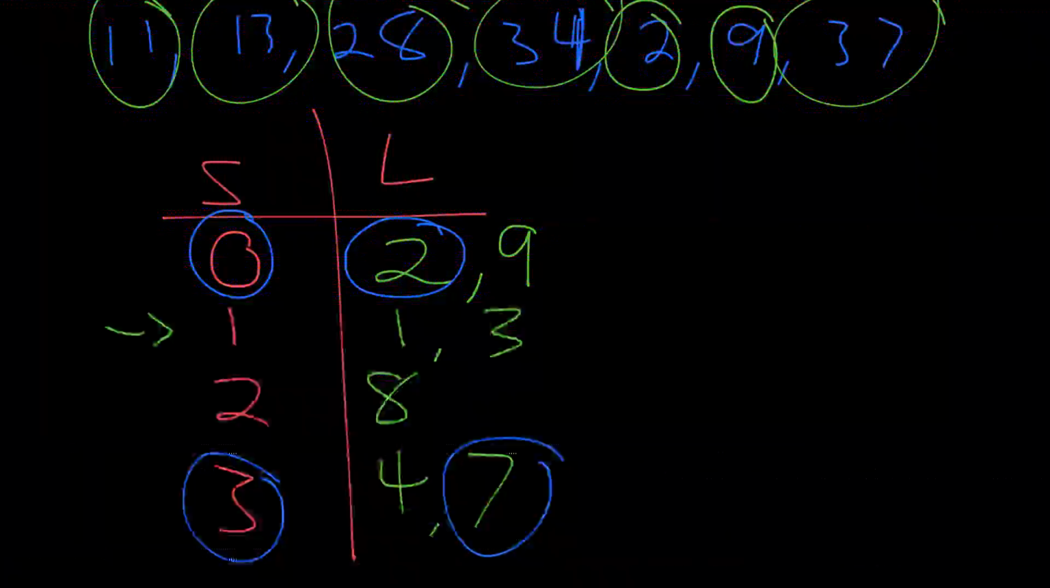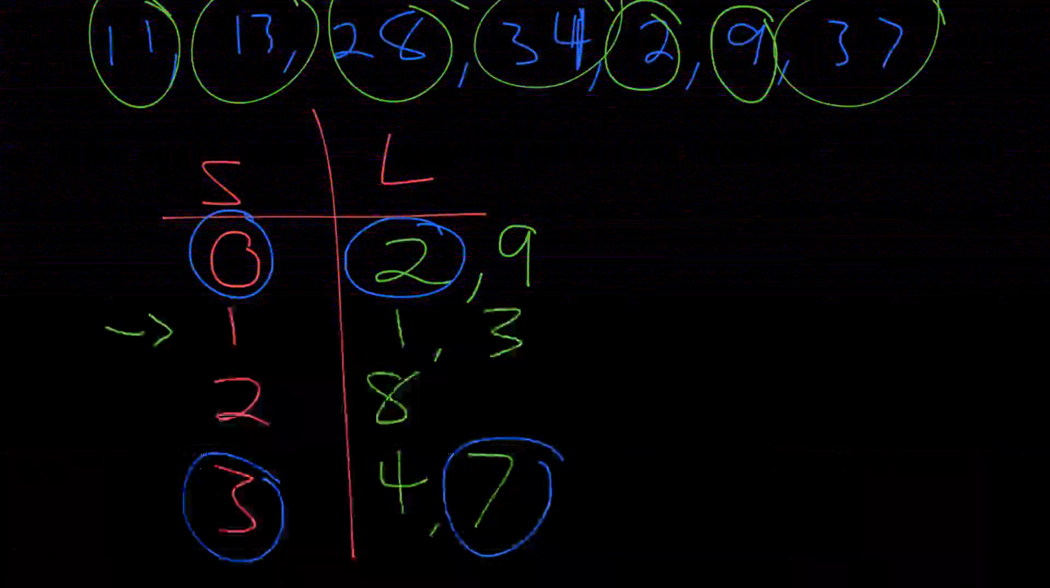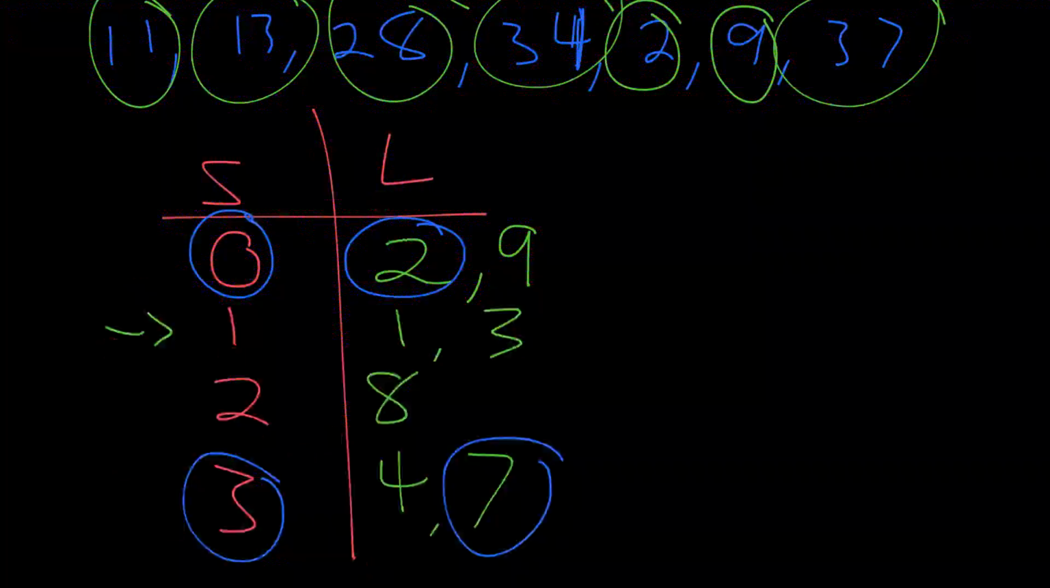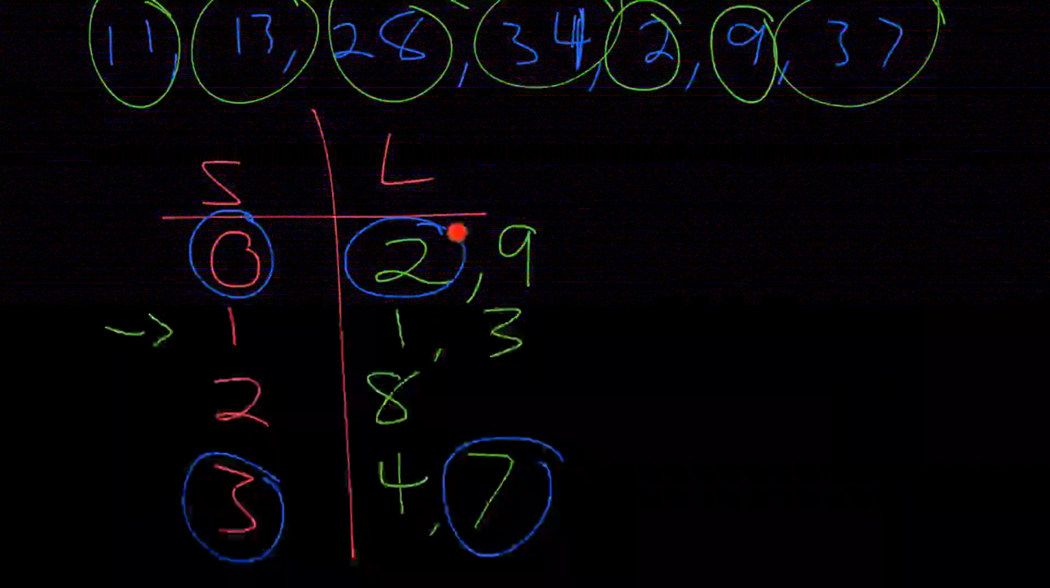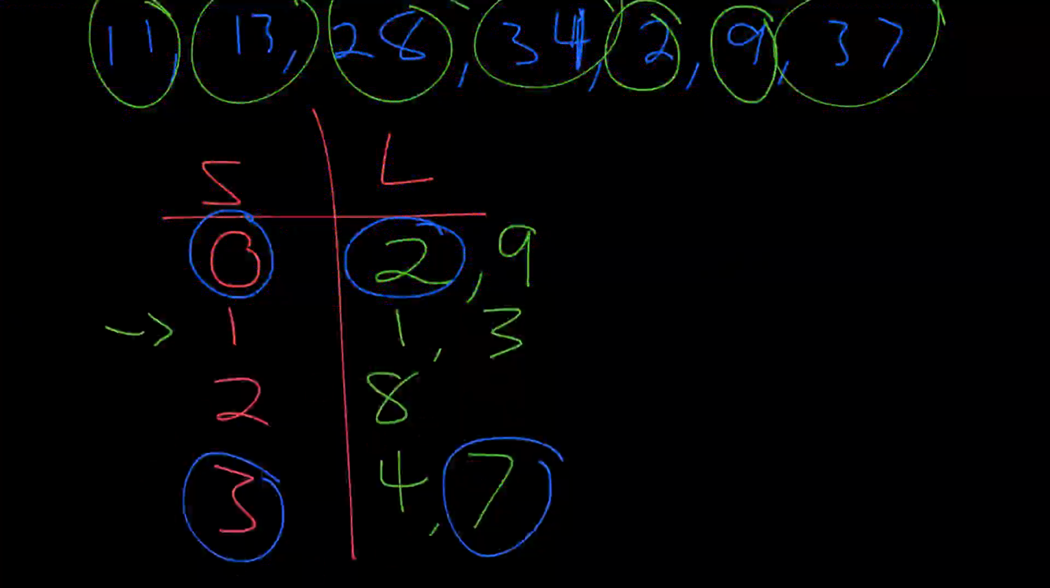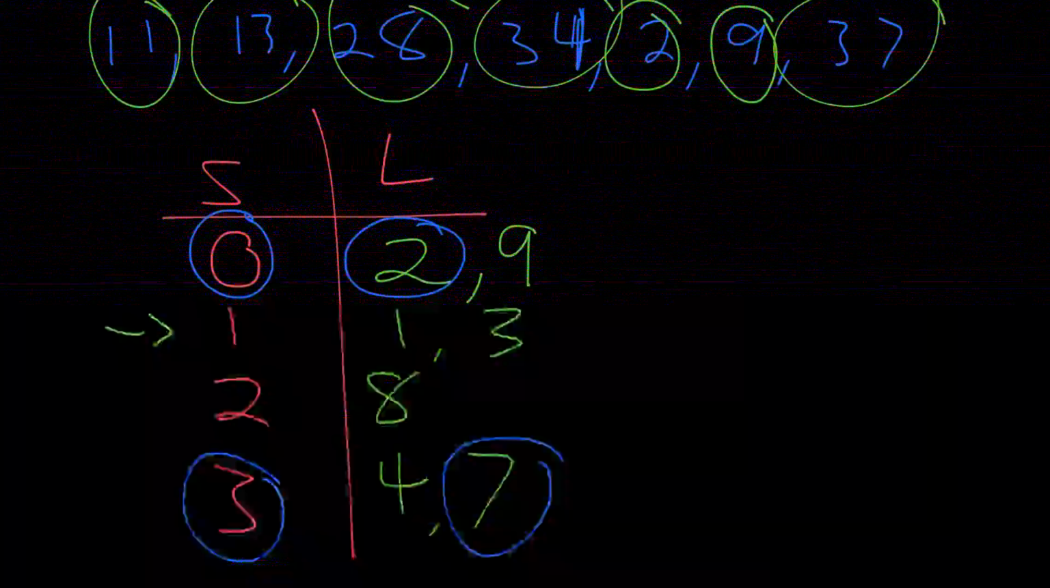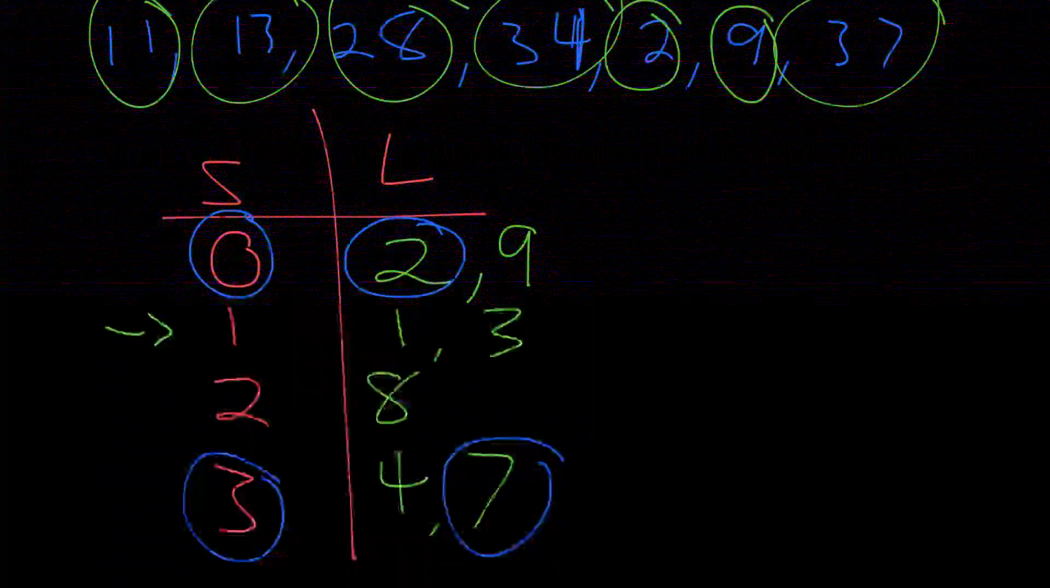It's also easier to compare if there's more or less of something. This is really easy to see that there's definitely more numbers in the lower half than in the upper half, because there's 4 here, there's 3 up here. You can easily notice things like that.